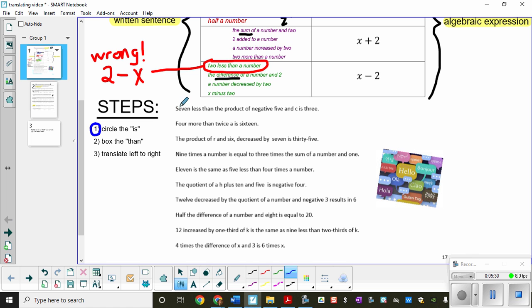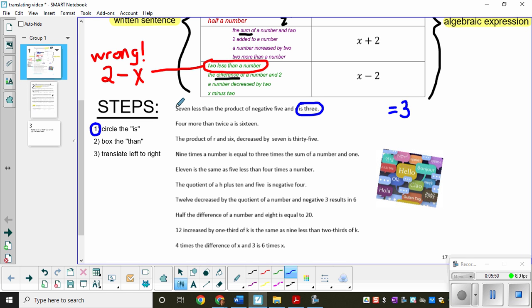So for the first one here, we have 7 less than the product of -5 and c is 3. So I see right here the is 3. So I'm going to go ahead and circle that away and translate the is 3 part. So we've taken care of step 1. We circled the is and we translated it.